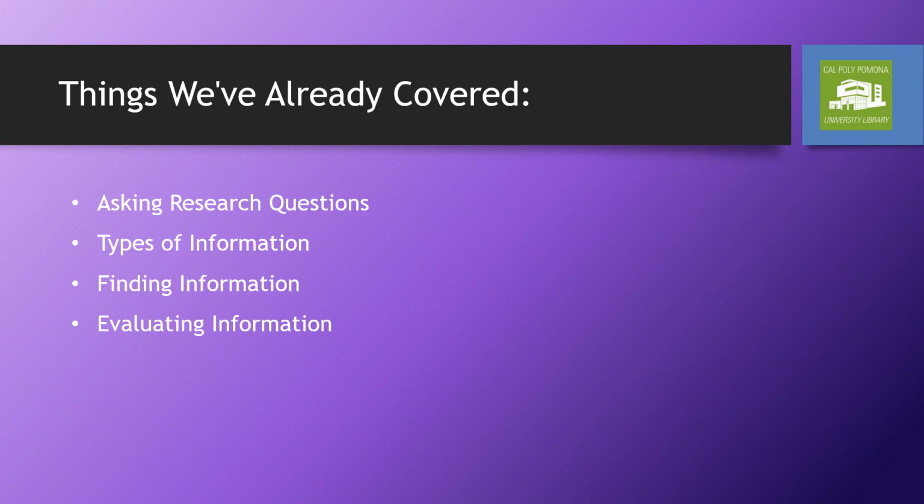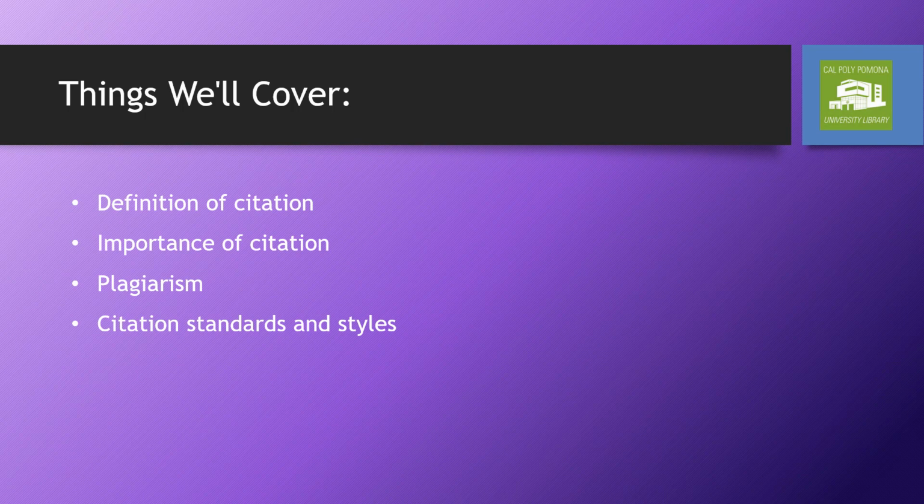In previous tutorials, we've already covered the topics of asking research questions, types of information, finding information, and evaluating information. In this tutorial, we're going to cover the following topics: the definition of citation, or what is citing and citation, the importance of citation, or why do we cite, plagiarism, or what plagiarism is and how to avoid it, and citation standards and styles, or what to cite and how.